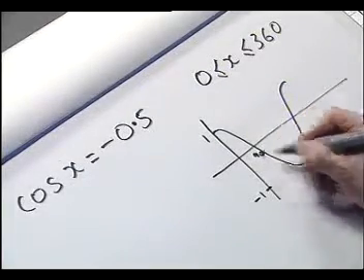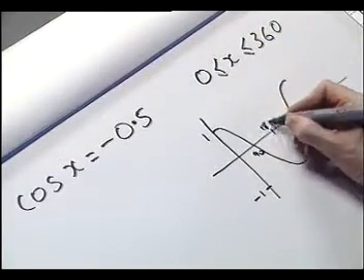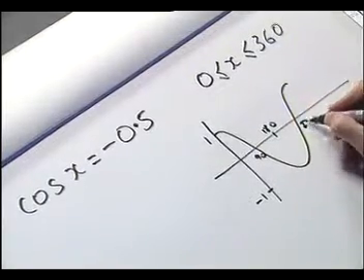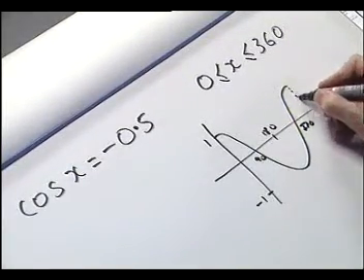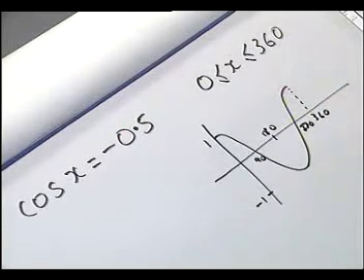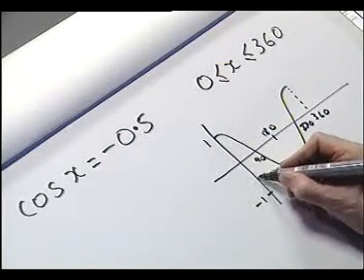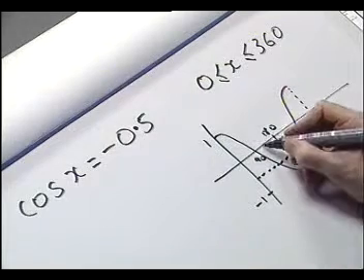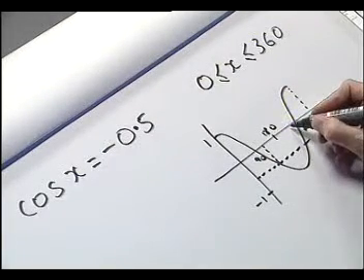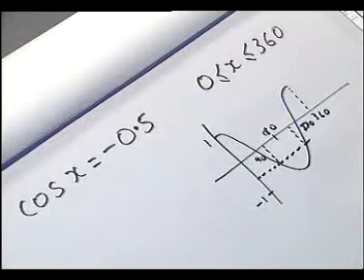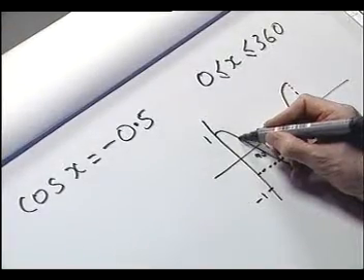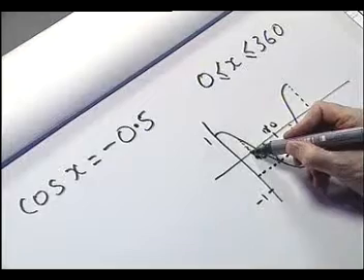This is 90, 180, 270, and then here at the end 360. Minus 0.5. Again, across there at minus 0.5 and down to there and down to there. Now the one thing that we do know is that the cos of 60 is plus 0.5, and so that's there. So we know there is 60.